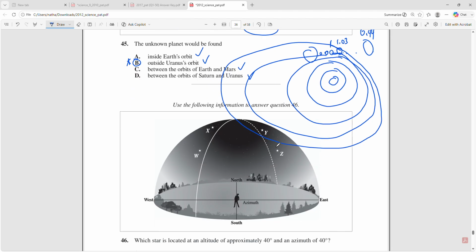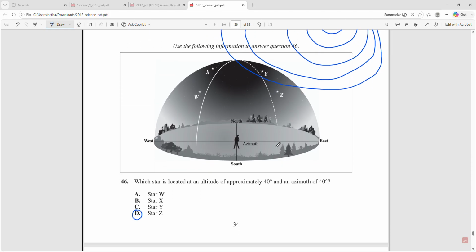All right, next question. Which star is located at an altitude of approximately 40 degrees and an azimuth of 40 degrees? So remember, azimuth, here's north. This would be 0. This would be 90. So if we're measuring from 0 to 90, where 45 is about halfway, 40 would be about here. Okay, maybe we're not getting our angles exactly right, but we're looking at this direction.